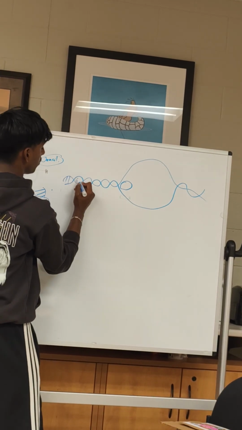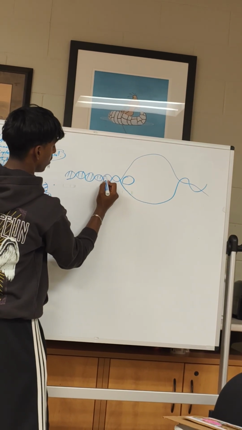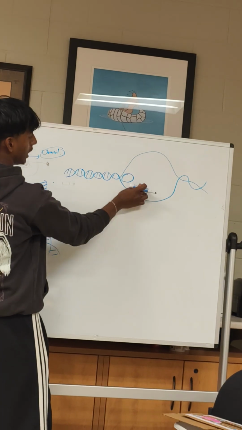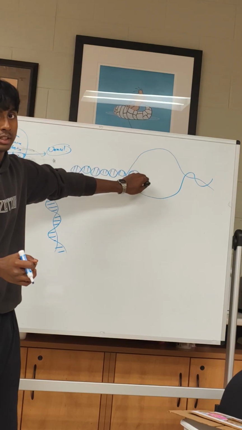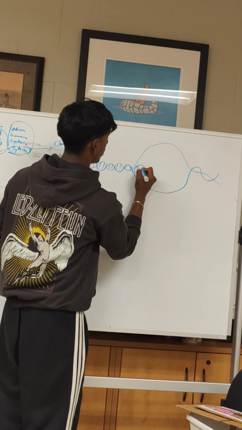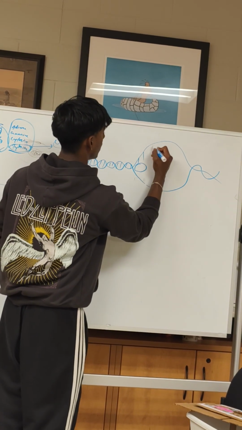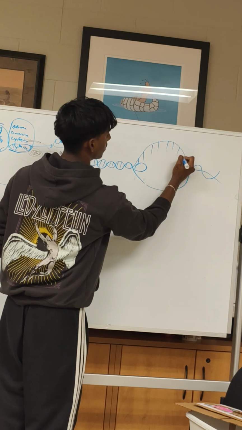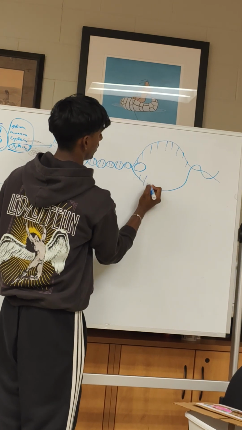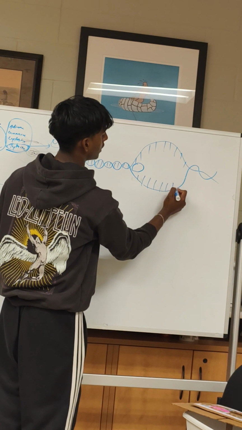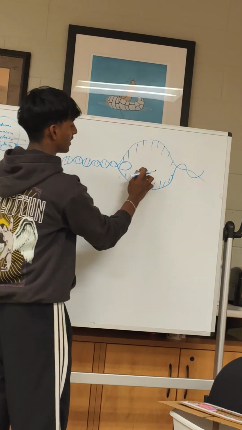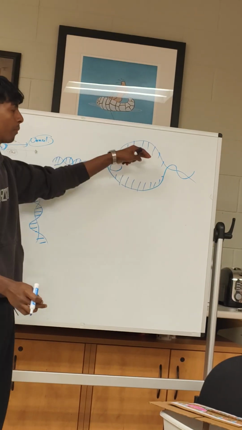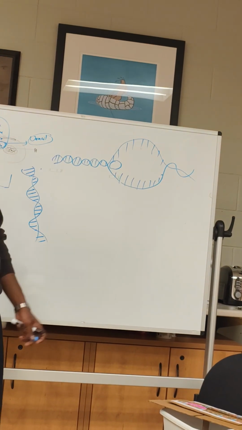Everything will be like this. There will be bonds in here, but where the RNA polymerase is, the bonds are broken. So it won't be connected, it will be halfway. This is the RNA polymerase, and this will be the broken bonds of the DNA.